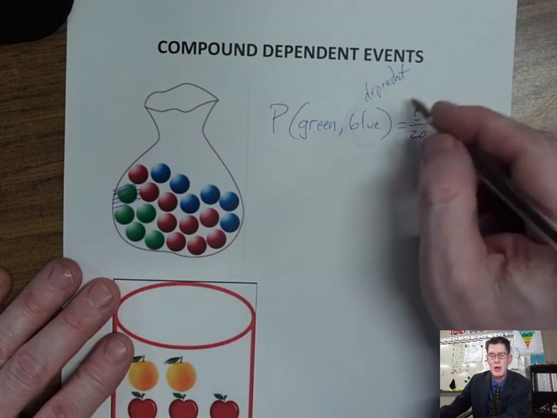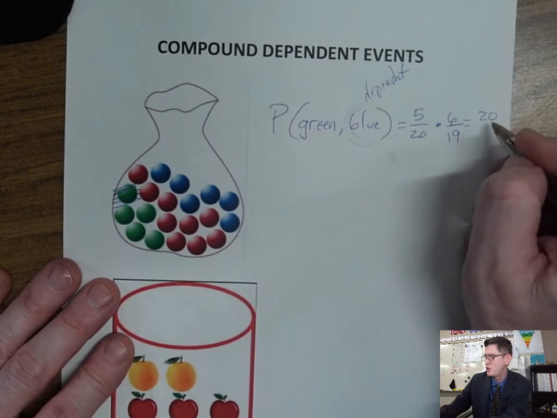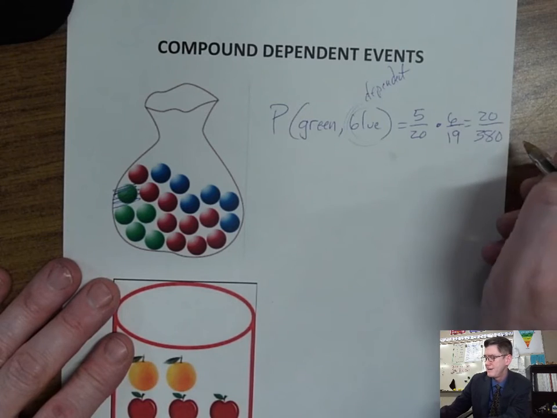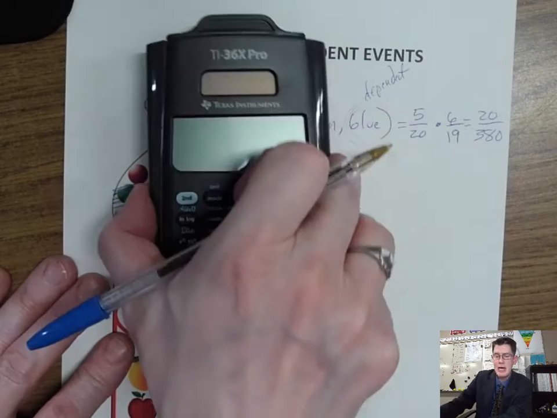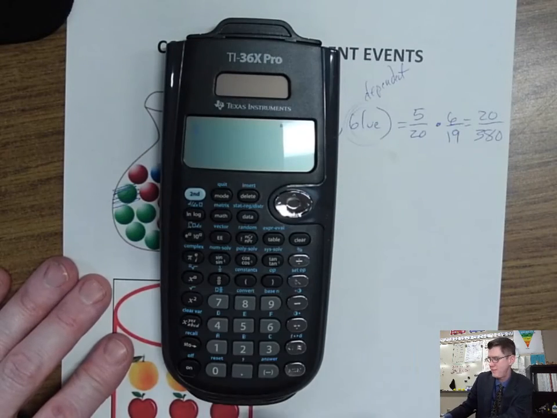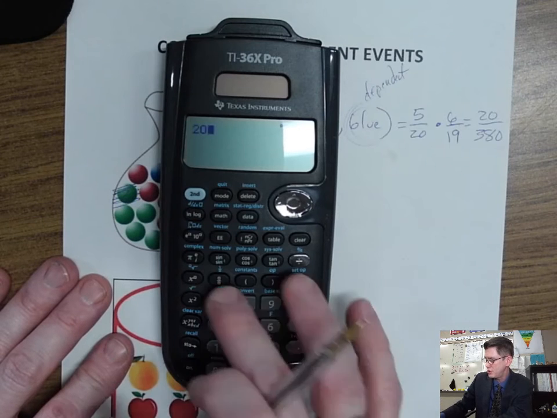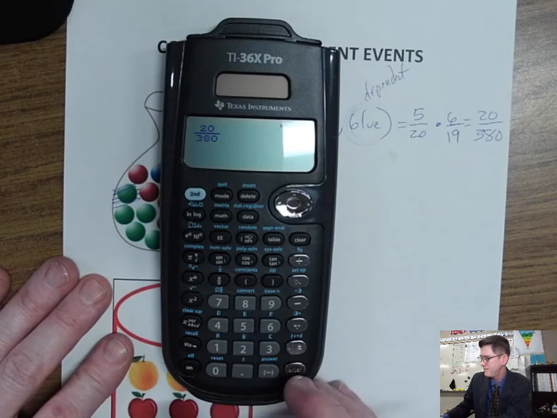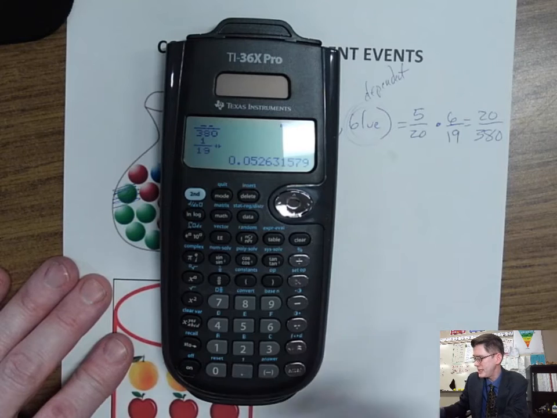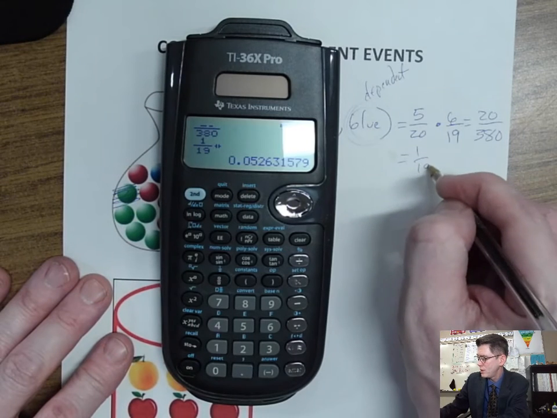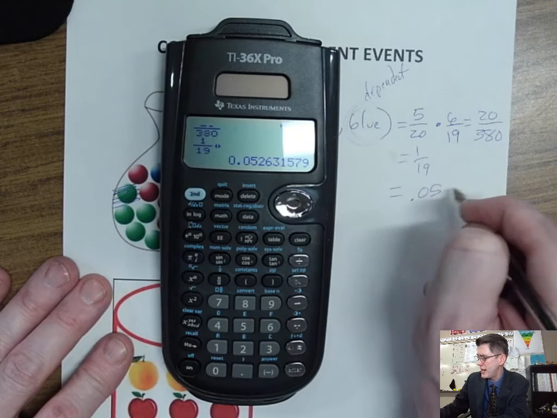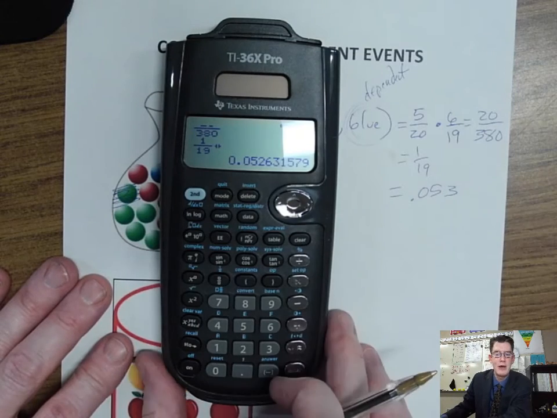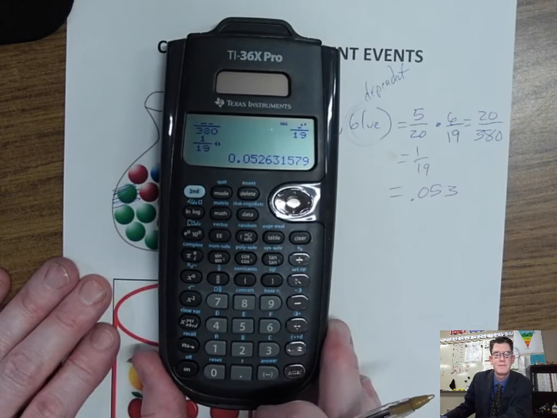The calculator does the rest. When you multiply that out, you get 20 over 380, and your calculator will give you the decimal if you want to find it. 20 over 380, 1/19th, or 0.053 if you want to round it to the nearest thousandths.